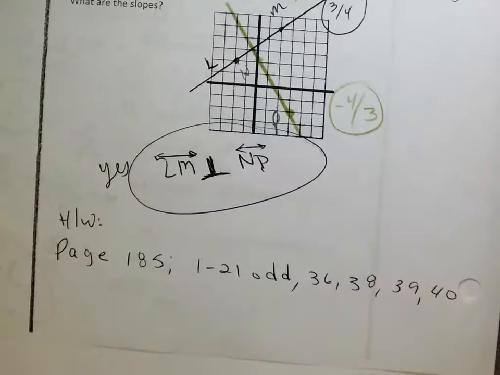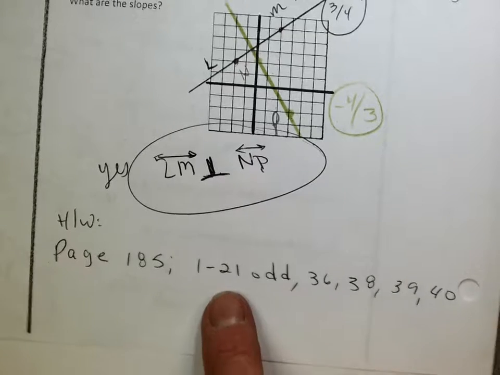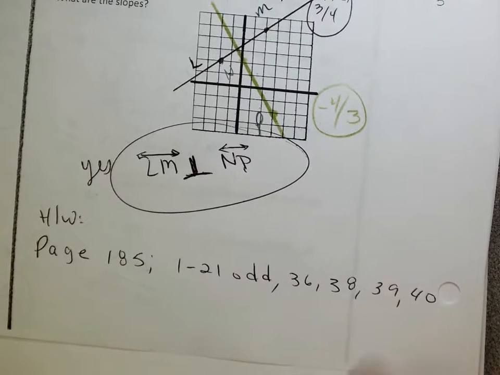All right, so homework, page 185, 1 to 21 odd, 36, 38, 39, and 40.